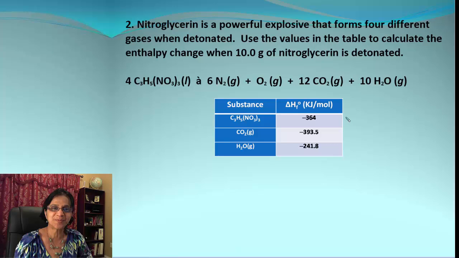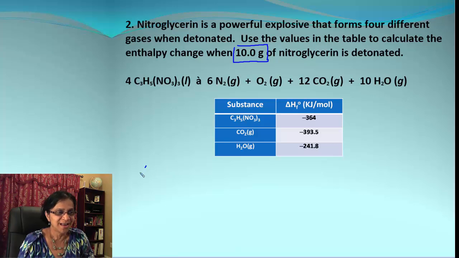In this problem, the balanced reaction is already given to us. But there is one difference. We are given the amount of nitroglycerin in grams. And our job is to find out the enthalpy change for that amount of reactant. The main process remains the same. Our job is to find out the enthalpy change for the reaction. And for that, we take the same steps. We find delta H for products and delta H for reactants.